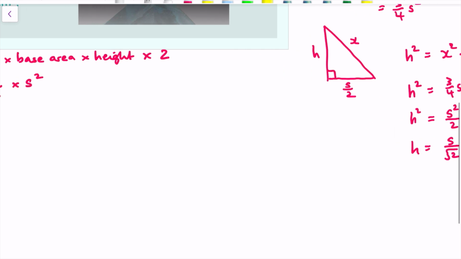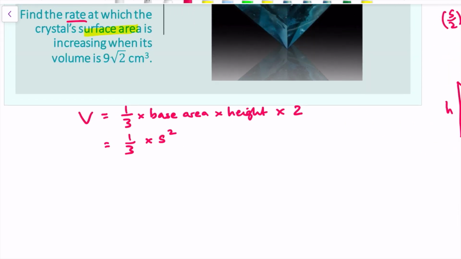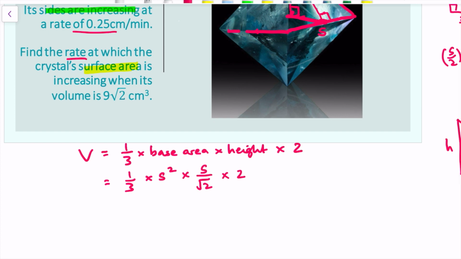Okay, so s over root 2 goes into our pyramid expression, and this is before we've done any differentiation, multiplied by 2. Now the volume we're told in the question is 9√2 at this particular instant where we're trying to find the rate. So if I make that 9√2 as well, and then multiply both sides by root 2 and also by 3, I'm going to get 9√2 times root 2 times 3, and also divide by 2, is equal to s cubed.